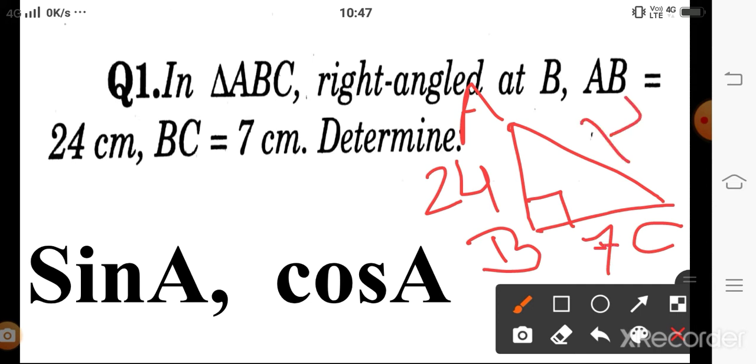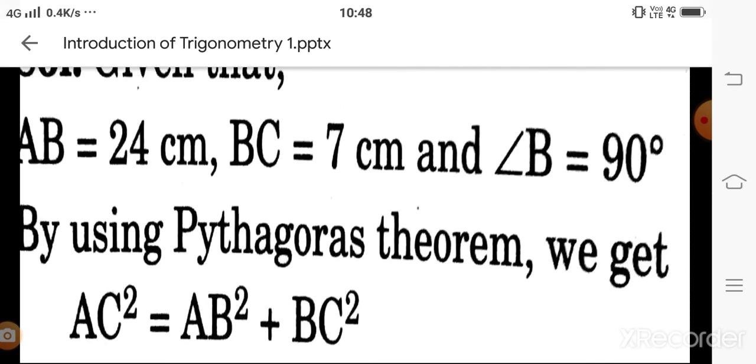What we know is that the side opposite to the right angle is called the hypotenuse. So the hypotenuse is AC, and using the Pythagoras theorem we can easily find its value. Once we have the hypotenuse, according to the diagram we can find sine A and cos A. For this angle, the perpendicular is clearly BC and the base is AB. Let us find this.